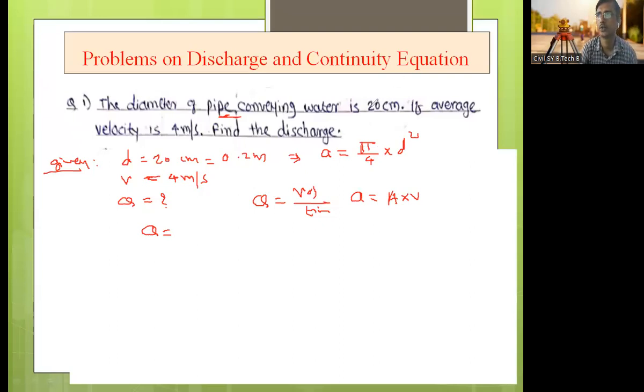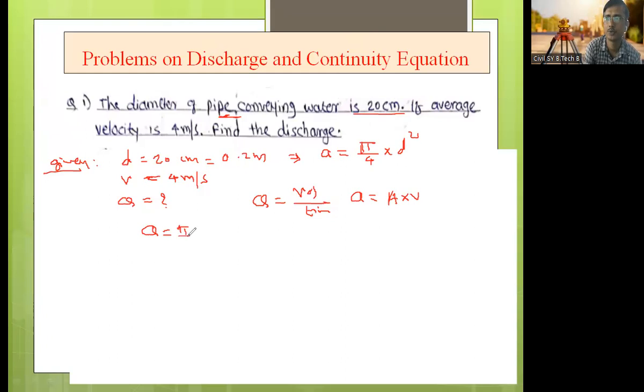And who has got this answer? Anisha Bodse has got the answer, that is 0.125 meter cube. Others, please put your answers in the chat box.